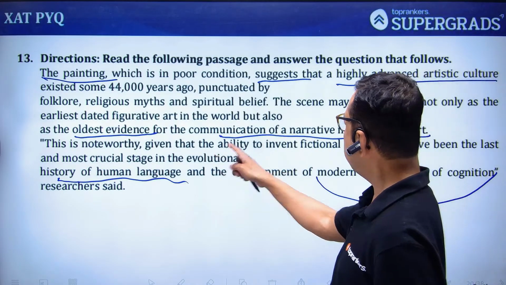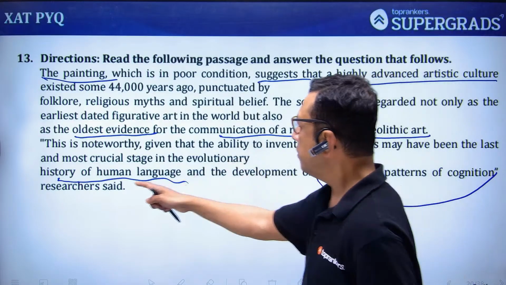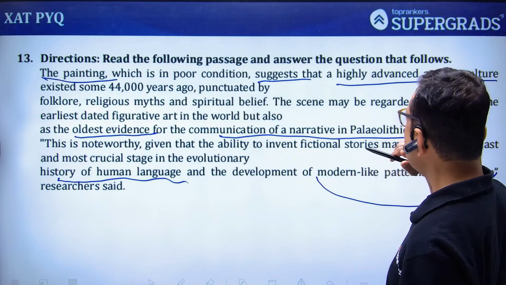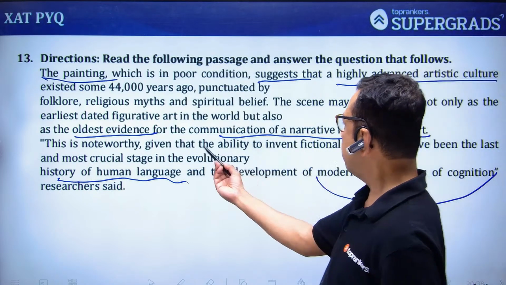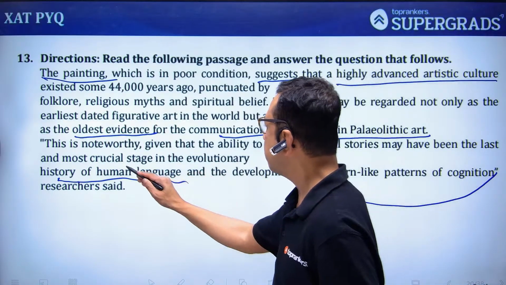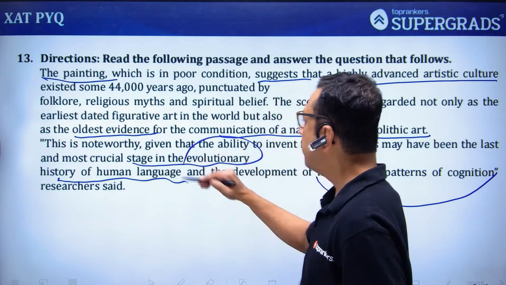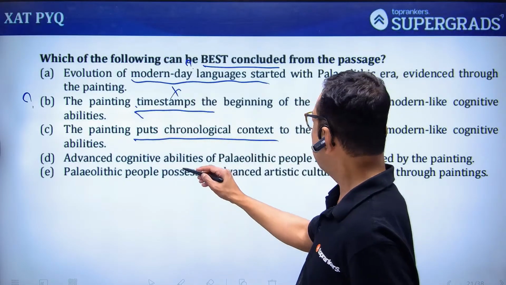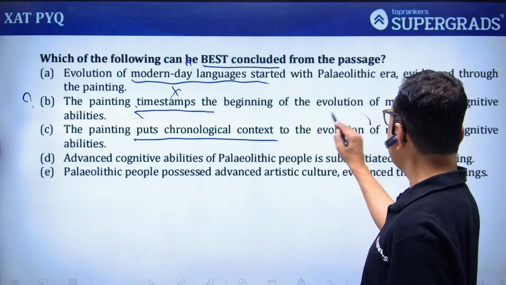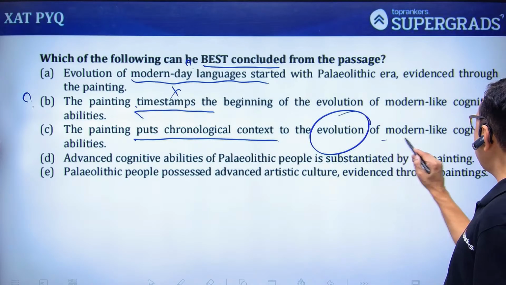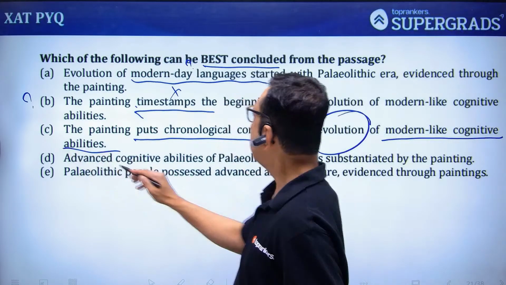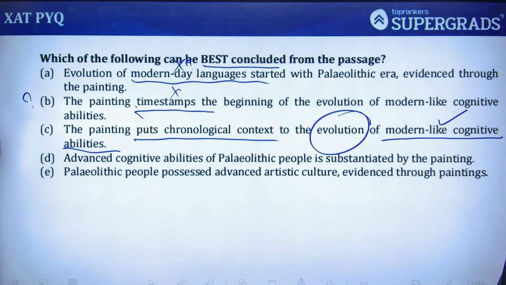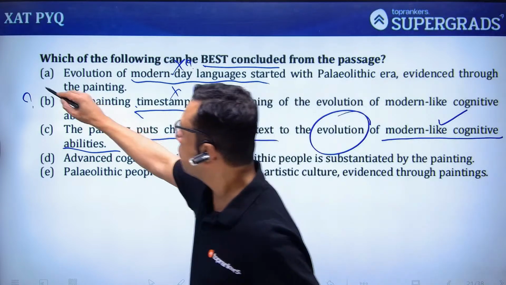Or it says, given the ability to create fictional stories may have been the last crucial stage in the evolutionary history of human life. Well, it talks about the evolution of history, right? So this makes you eliminate timestamps and chronological context to the evolution of modern cognitive abilities. So modern day languages is wrong. Modern day cognitive abilities is right. So this option is eliminated.